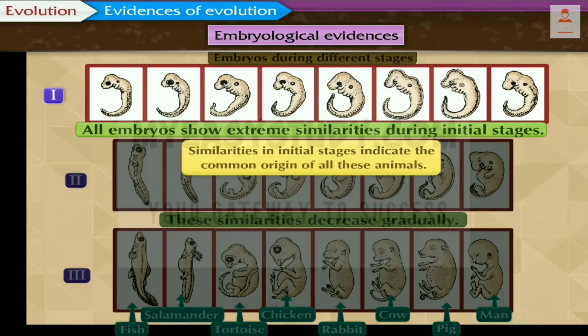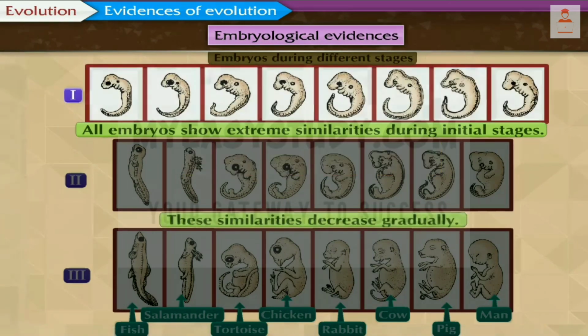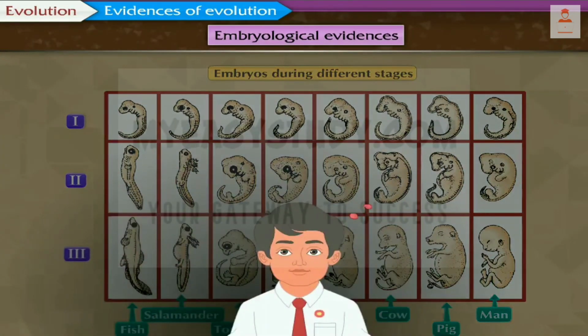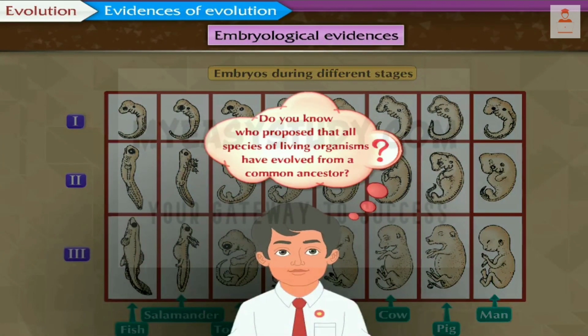Similarities in initial stages indicate the common origin of all these animals. Do you know who proposed that all species of living organisms have evolved from a common ancestor? Come, let us find about it.